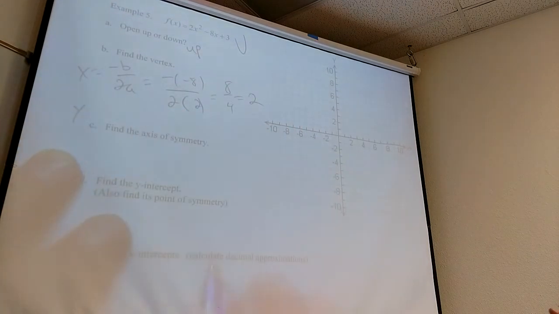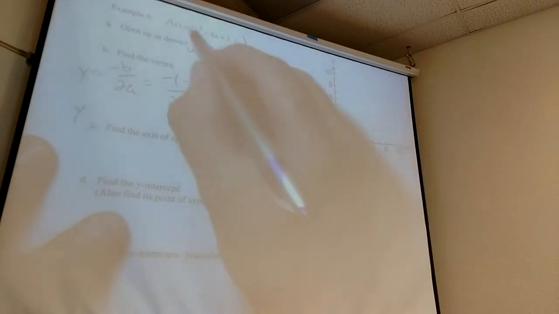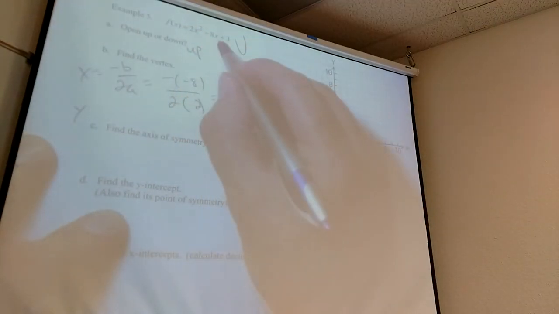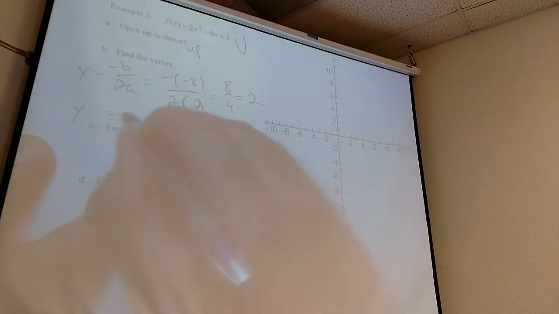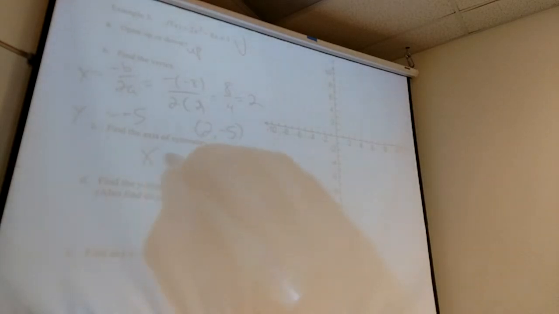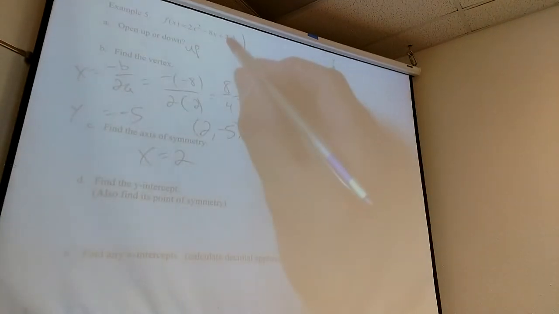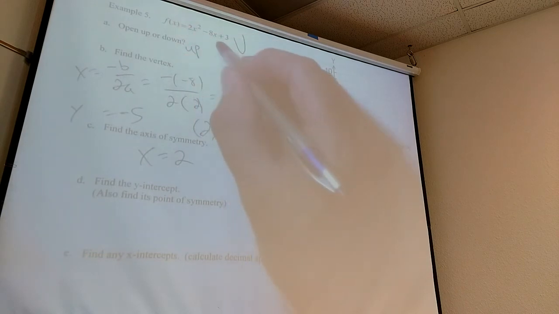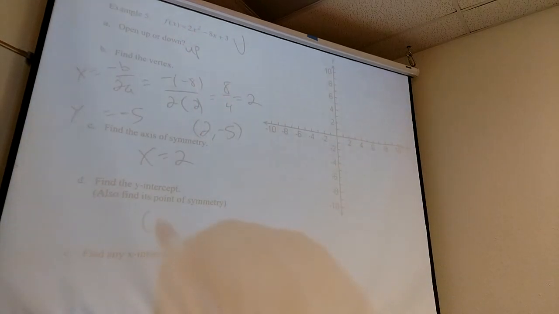How do I get y? Plug it back in. So I get 2 times 4 is 8, minus 16 is negative 8, plus 3, negative 5. So the vertex is (2, negative 5). What's the axis of symmetry? x equals 2. It's got to go right through the vertex. Can somebody get the y-intercept without doing any work? It's 3. If you go back to the original way this is given, make x 0, the only thing left is 3. So the y-intercept is (0, 3).